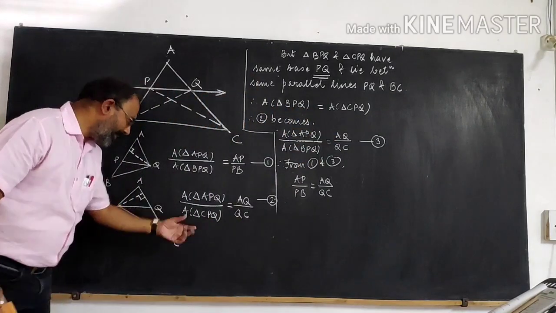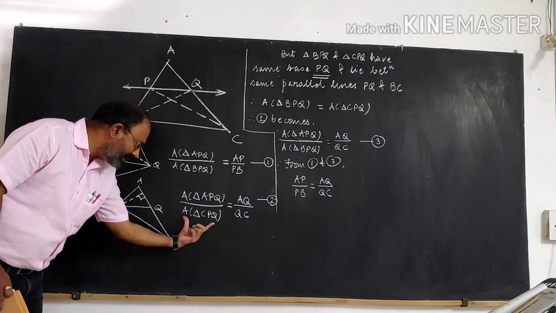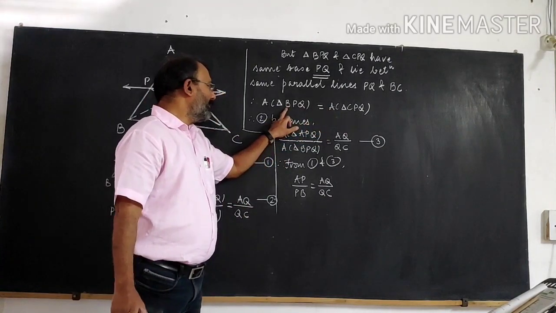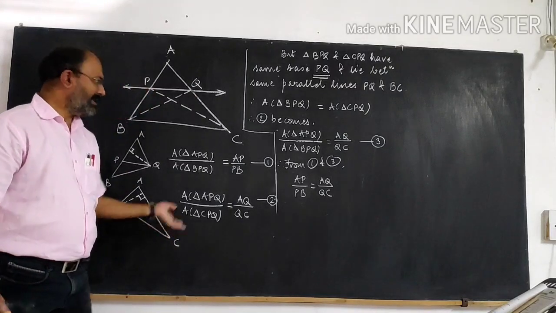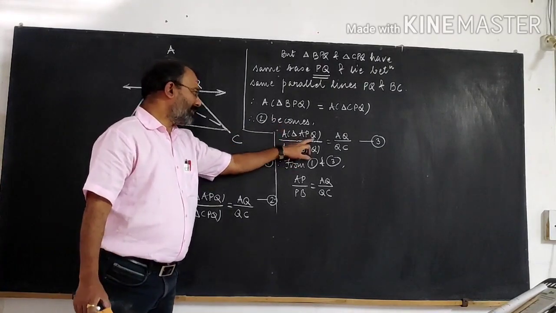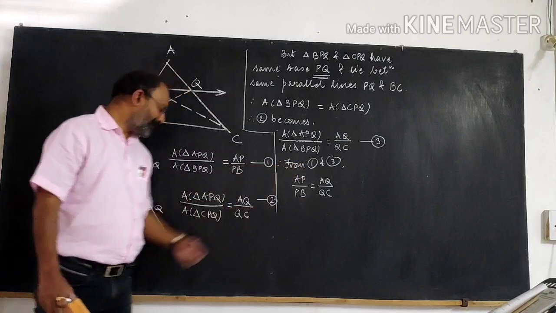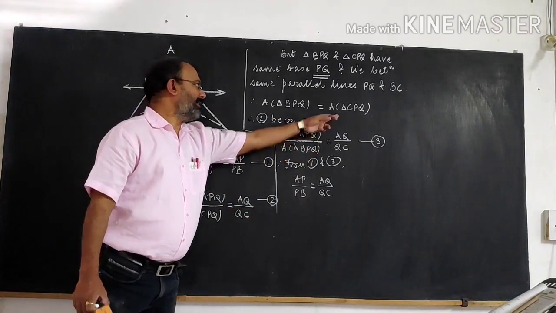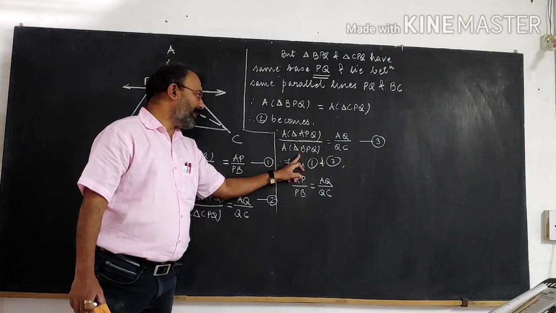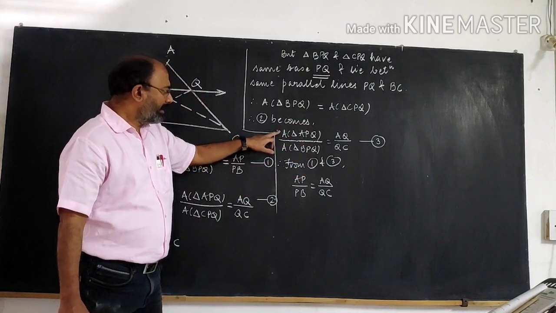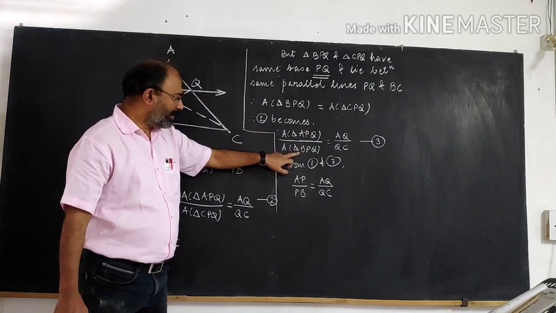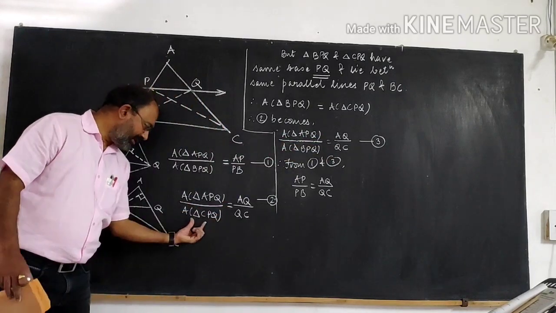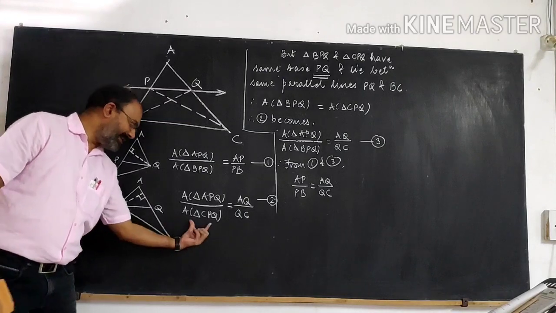So in equation number 2, I have replaced this denominator by its equivalent, area of triangle BPQ. Therefore, this equation becomes area of triangle APQ upon area of triangle BPQ is equal to AQ upon QC. Only the denominator has been replaced by its equivalent.